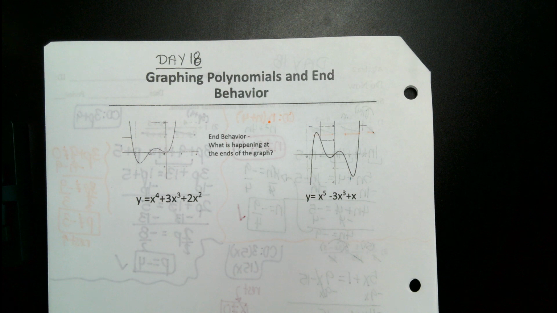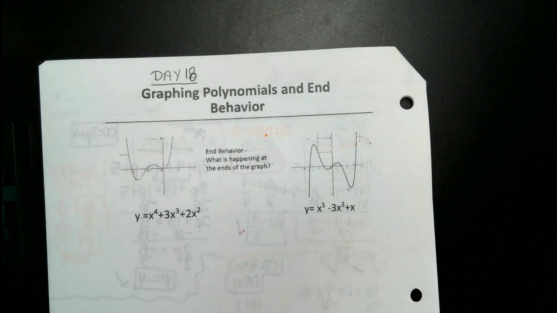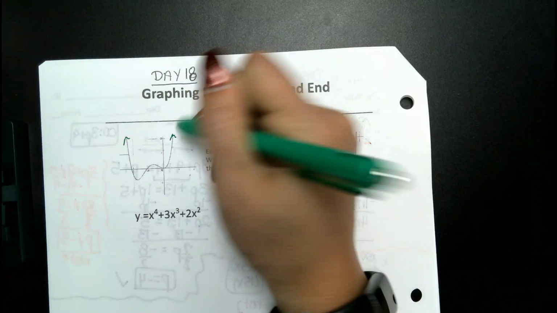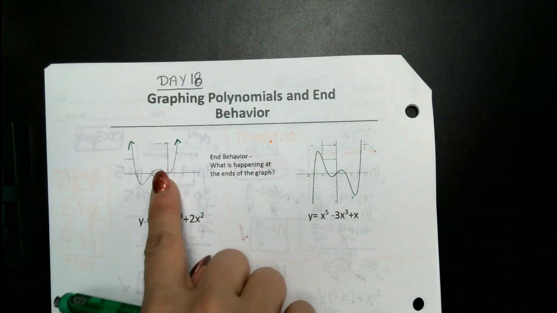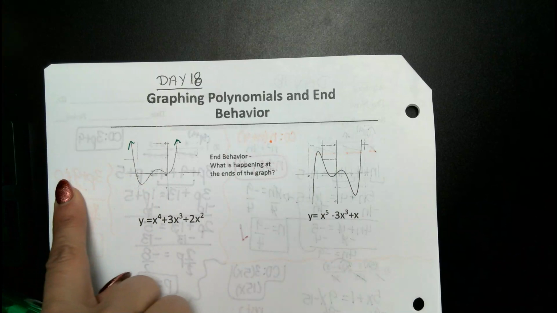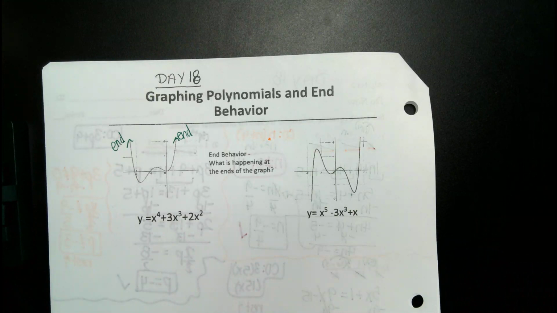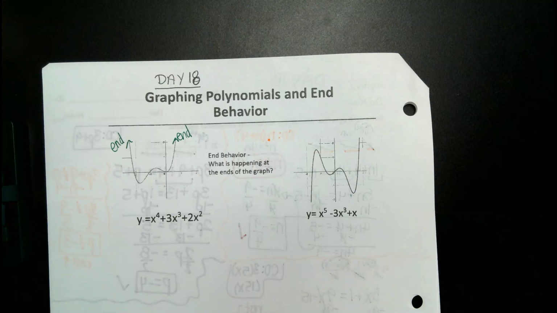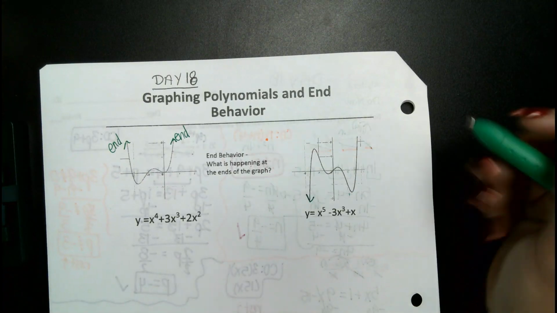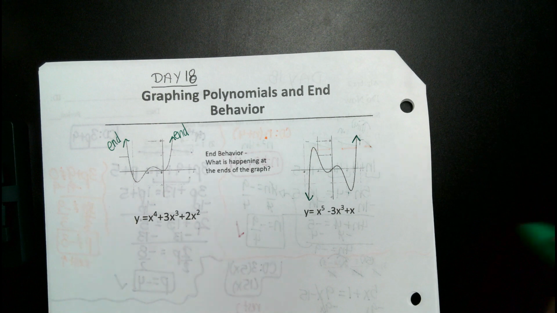When it says end behavior, they're talking about what it's doing as you go to the negative infinity side, and what it's doing as you go to the positive infinity side. What are both of these doing? They're going up. They're increasing the whole time, right? How about this one over here? This one's decreasing, going down, and then this end is going up.